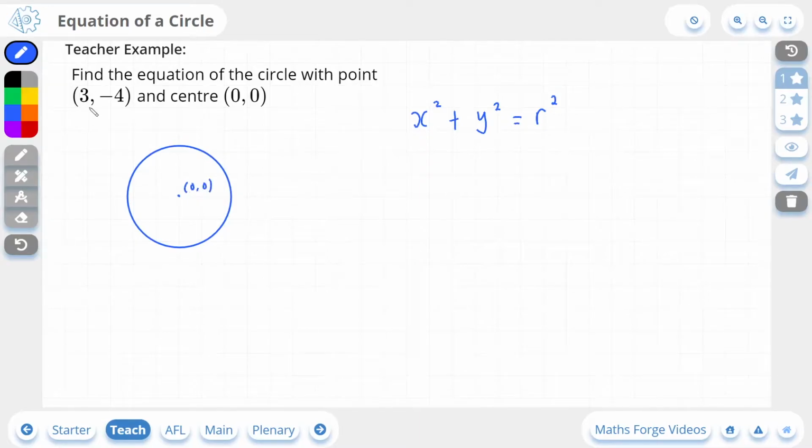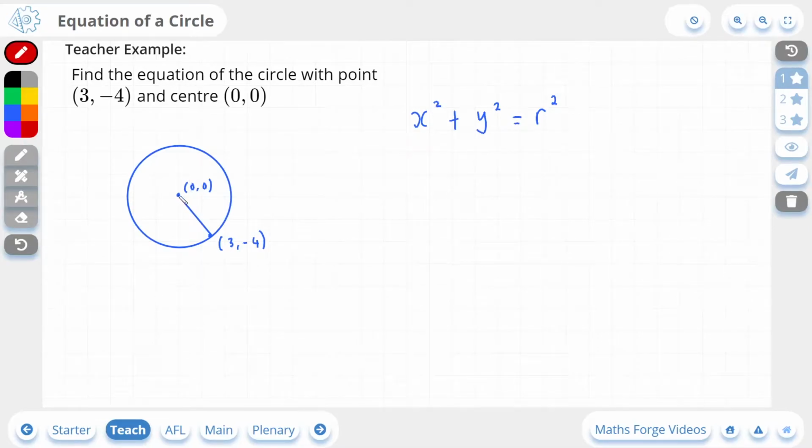Now, this point 3, minus 4, so it's going to be 3 to the right and minus 4 down, I'm just approximating this, is going to be a point that lies on the circle, which we're going to label as 3, minus 4. So from this point 0, 0 to this point here, this is the radius of the circle. If we can find the length of this line, then we can substitute it into this equation and find the equation of this circle. Now, how do we find the length of this line? Well, we can use Pythagoras to do this.